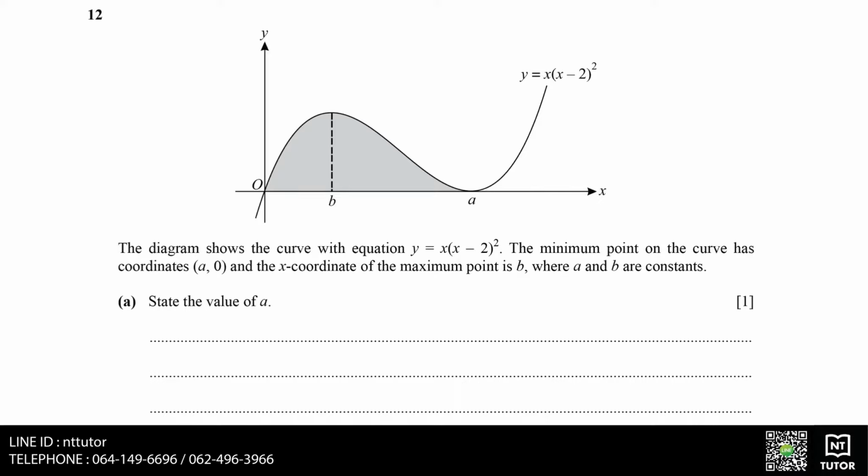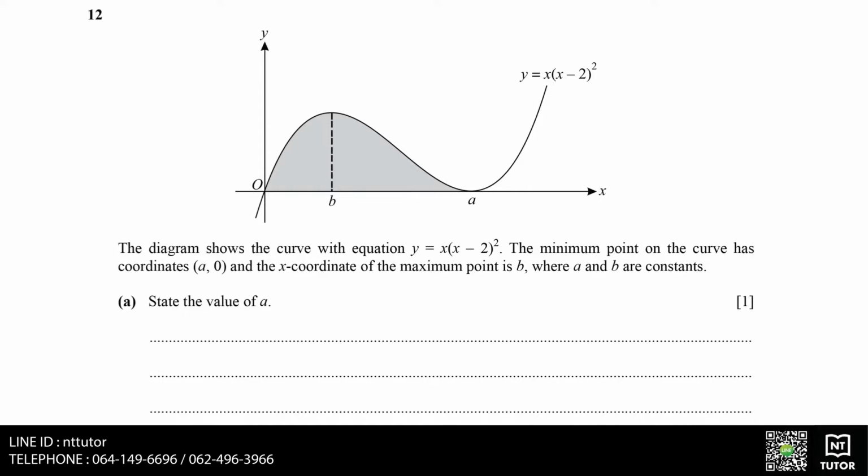The diagram shows the curve with equation y equals x multiplied by (x minus 2) to the power of 2. The minimum point on the curve has coordinates (a, 0), and the x-coordinate of the maximum point is b, where a and b are constants. State the value of a.